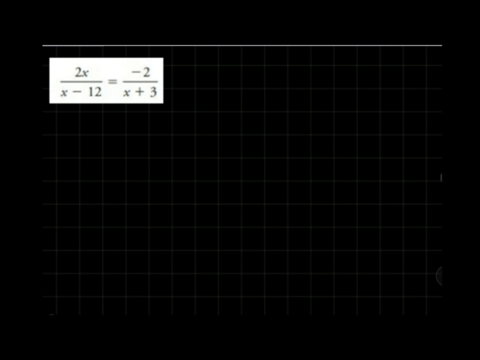All right, let's look at solving a rational equation. In order to solve a rational equation, you need to make sure that the denominators of the two expressions in the equation are equal, right? So let's find the lowest common denominator here. It's as simple as just multiplying the two together. So you have x minus 12 times x plus 3, right?